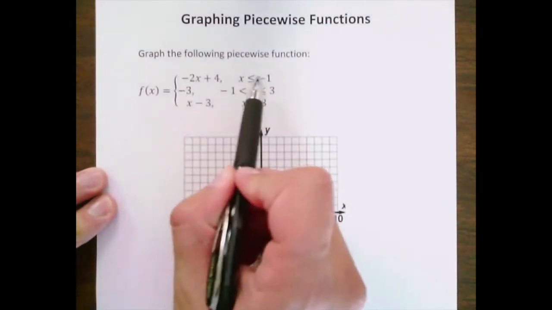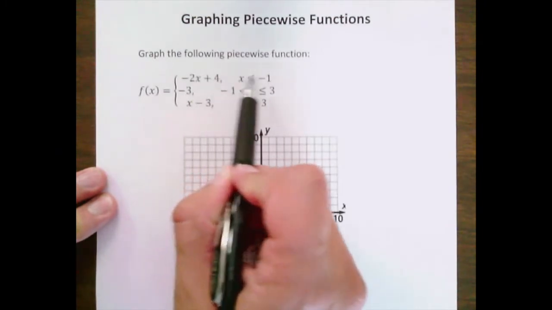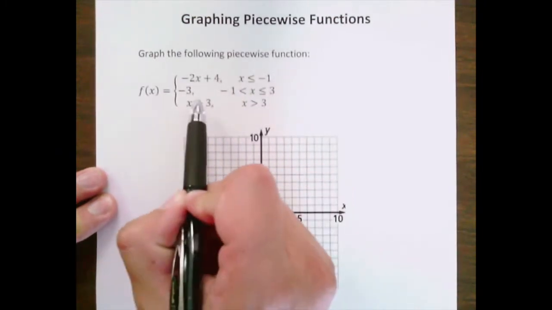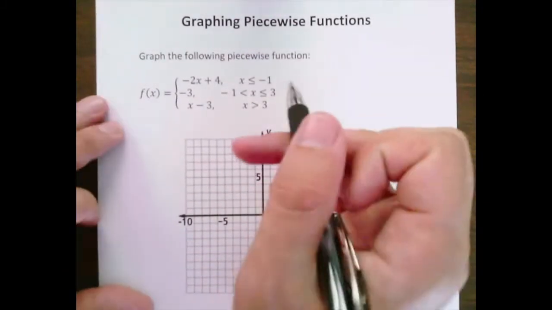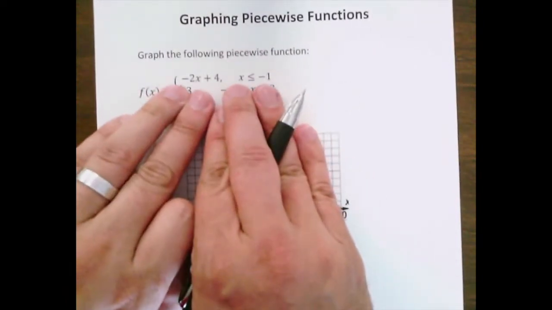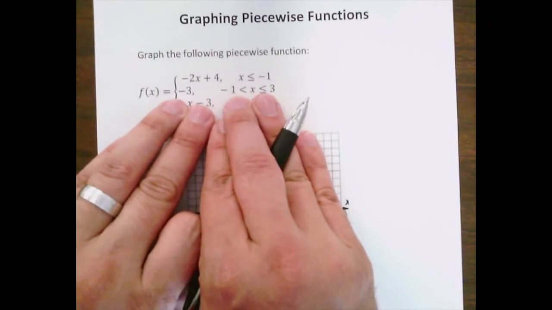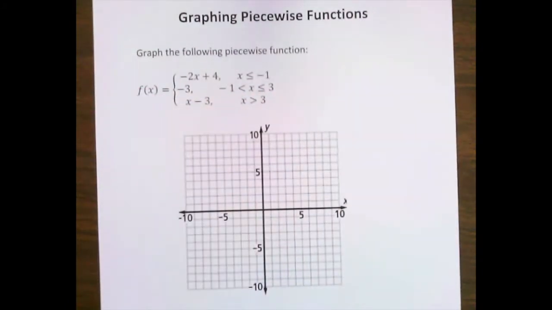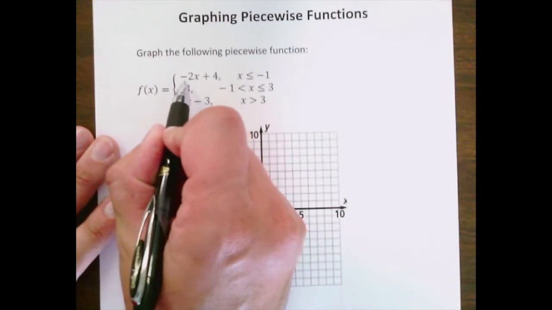And what we're going to have is three rows here, so three lines. So I'm going to graph one piece, two pieces, three pieces, all on the same graph. I recommend going one piece at a time, so I'm not going to worry about the other pieces here. I'm just going to worry about this top line, finish that, then worry about my second line, then worry about my third line.